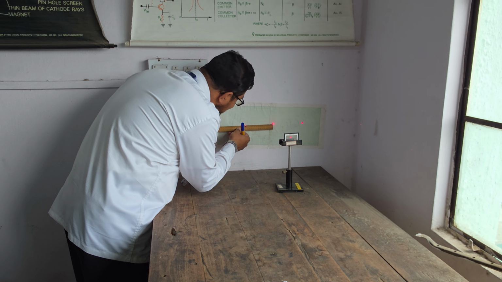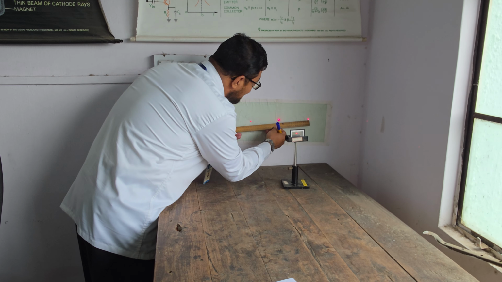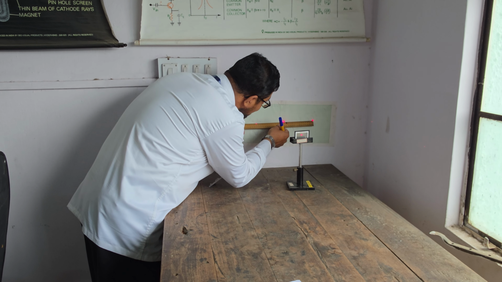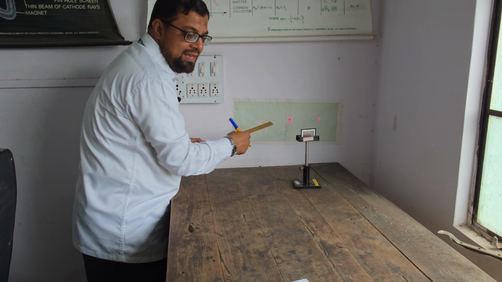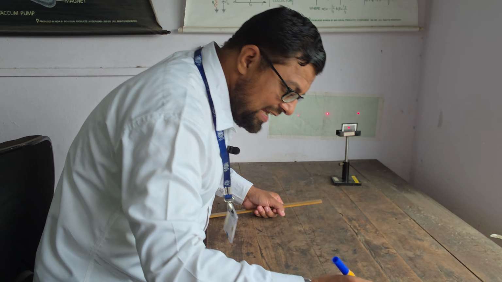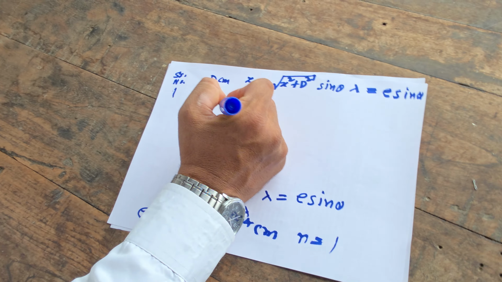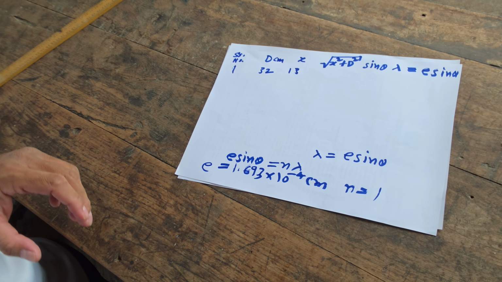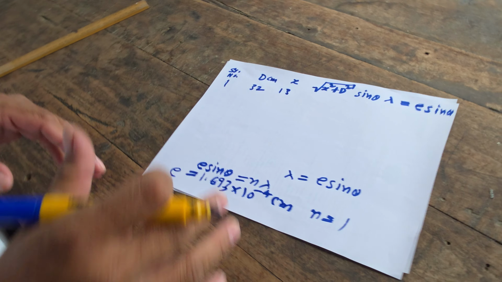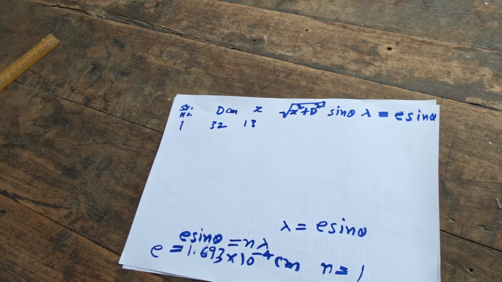So this is 13 on this side, and on the other side also I will measure. Yeah, it is 13 only, nearly 13 only on both the sides. So this X we will write down as 13. Show the mobile here to do the calculations.